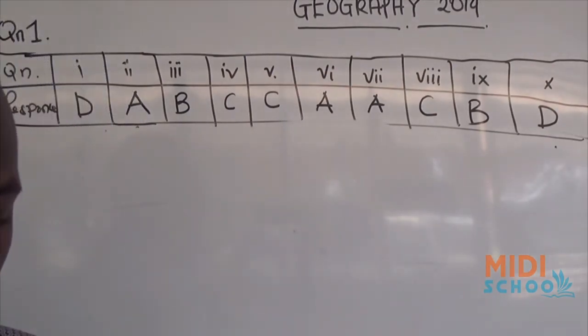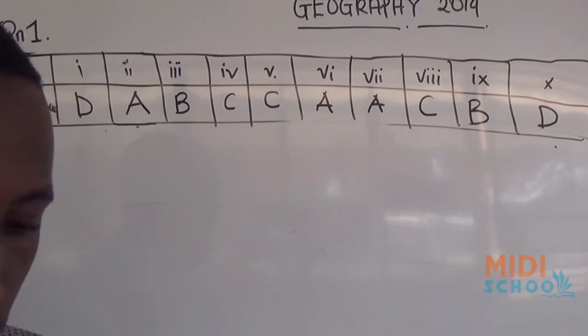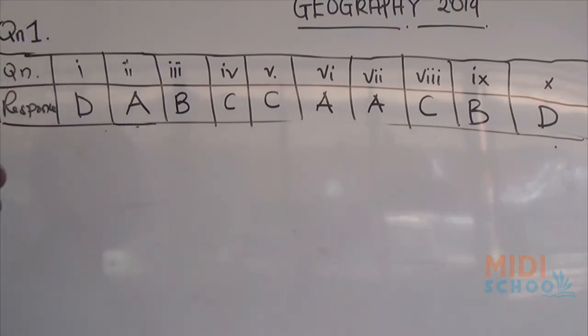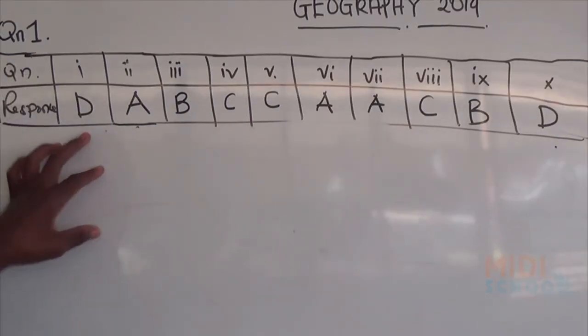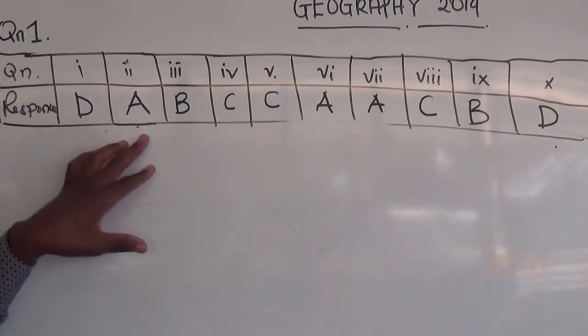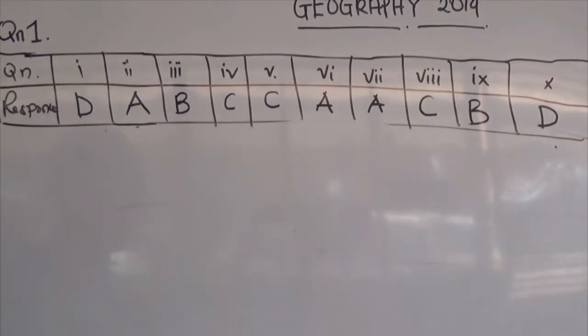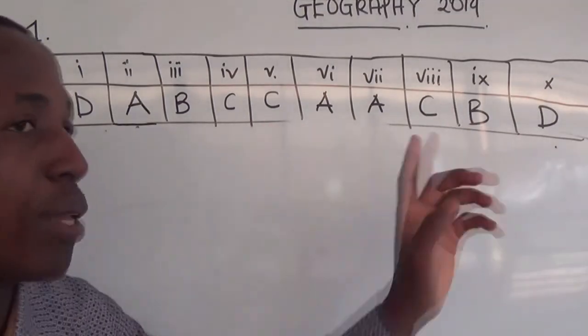So by this, our question one will be over. So number one, our answer is D. Second one is A. Third one is B, C, C, A, C, B, and D.